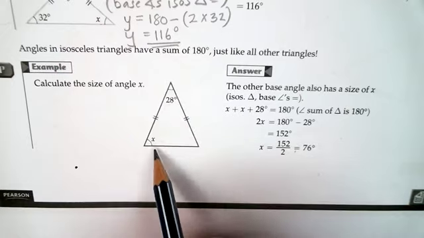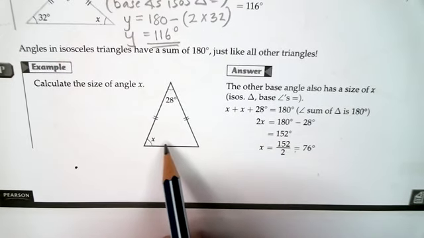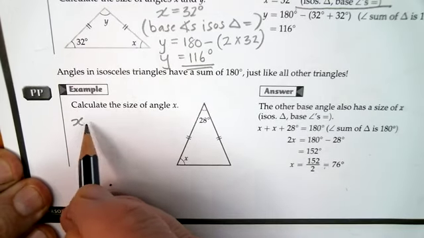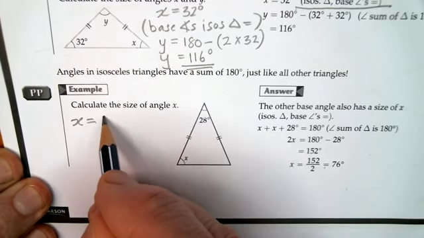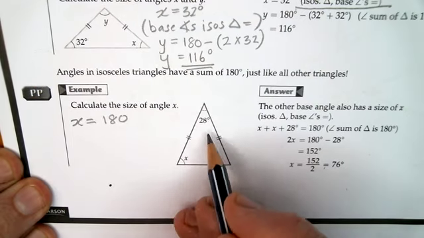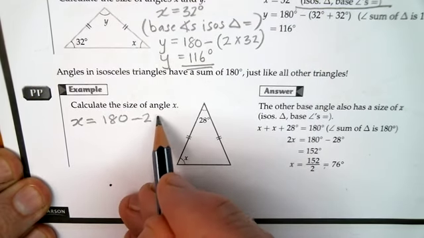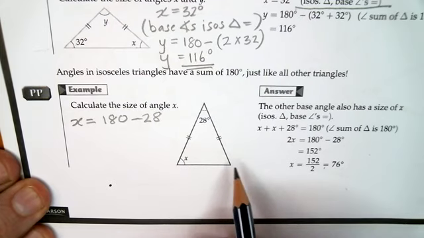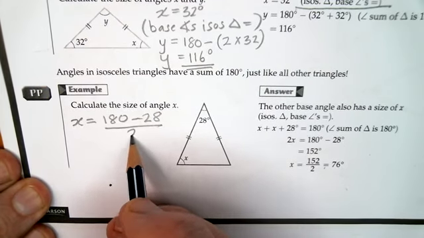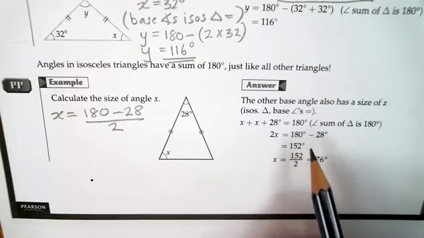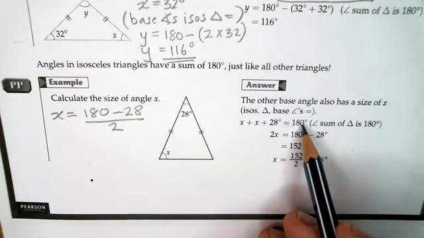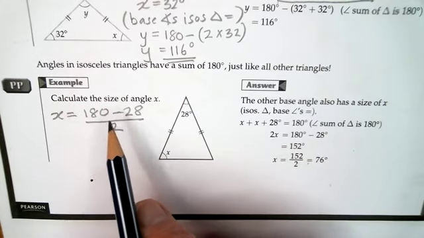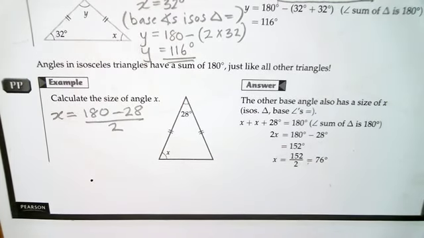So now we can easily find the other ones, because we know that these two are equal. I can say x is equal to 180 minus the 28. And of course, they've got to be the same, so they're going to be divided by 2. So I can put the whole lot over 2. Now you notice they did it slightly differently here. They said x plus x plus 28 is 180, or 2x is 180 minus 28. Or I could just do 180 minus 28 divided by 2, and that gets me to the same place.